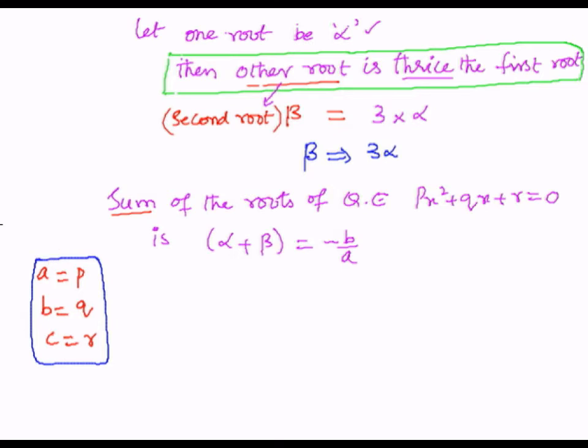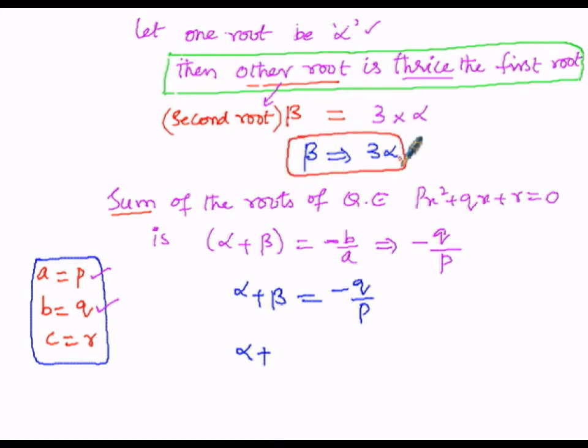Then now, that implies minus must be written as it is, then the b value is q divided by a, which is p. Then that implies alpha plus beta equals to minus q by p. But alpha is the first value, the first root, so we can write it as alpha itself. Beta is nothing but equal to 3 alpha, since it is thrice the first one. So here alpha plus 3 alpha equals to minus q by p.